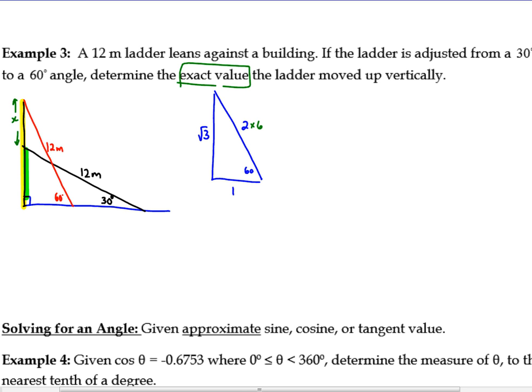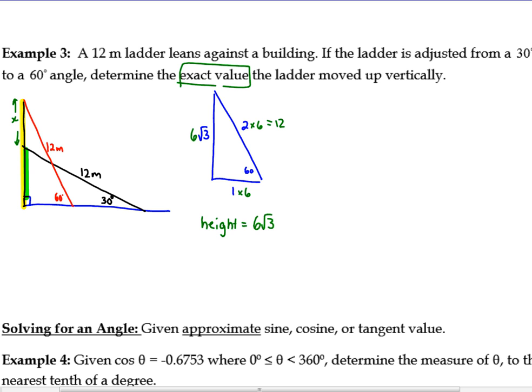So this would be times 6, and times 6. So for the 60 degree, what's the height? 6 root 3. Because when you have similar triangles, if all the sides increase by the same multiple, you'll still have the same angles of 30 and 60. We're just enlarging that triangle. So if I'm multiplying to make this 12, I have to multiply all the sides by 6.